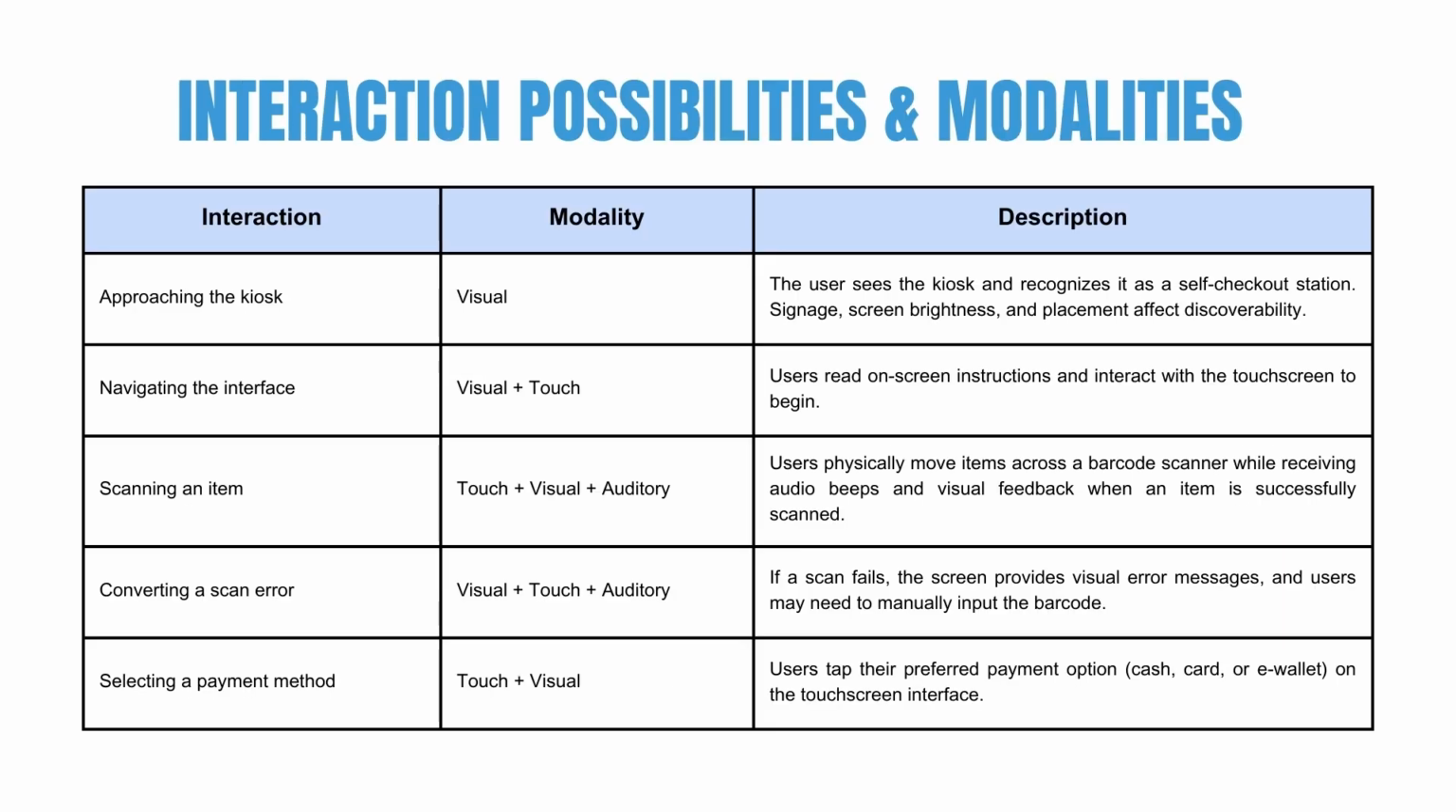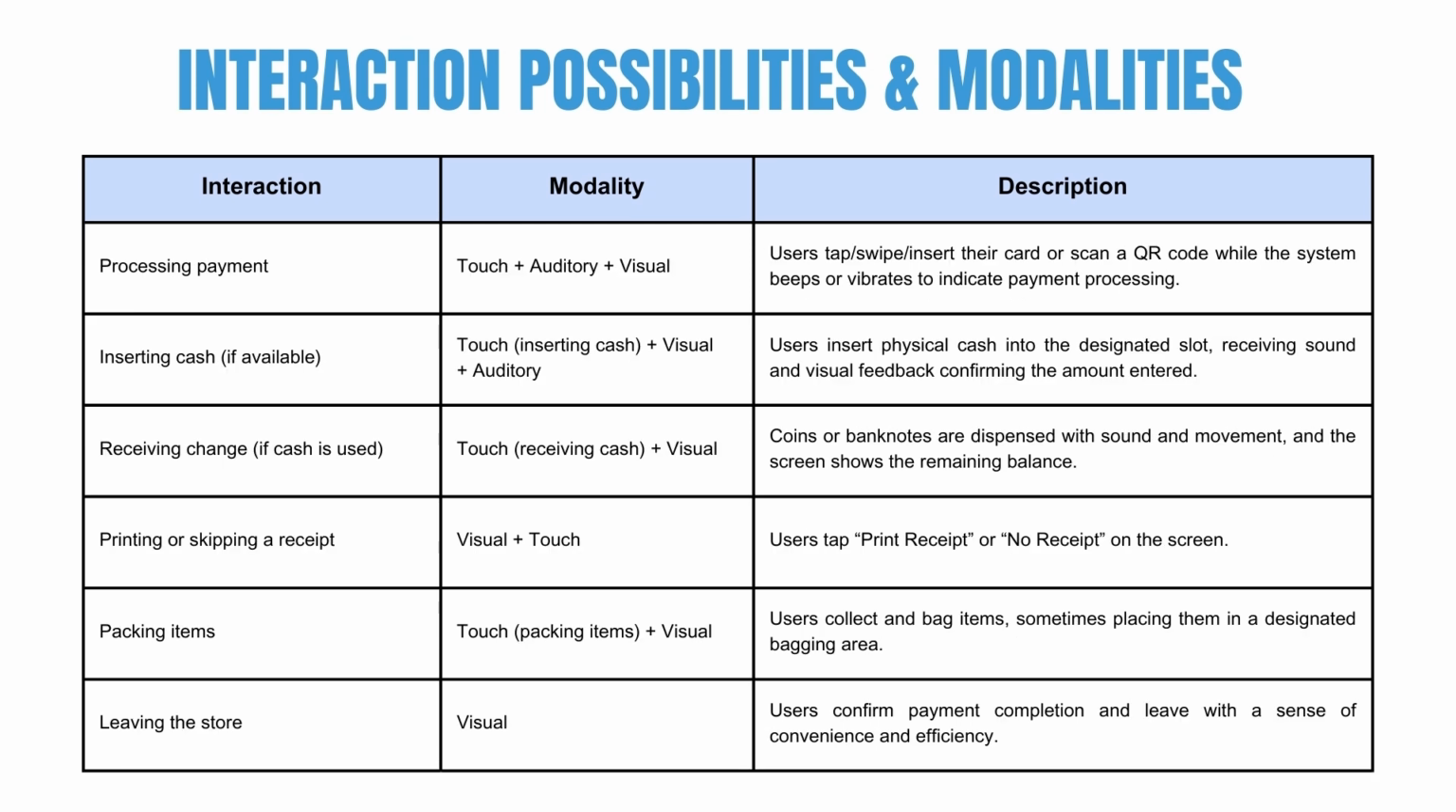To analyze Jamil's experience further, we examine the different interaction modalities used in a self-checkout kiosk. The first one is visual interactions. Visual interactions include the screen interface, product images, and scanning animations. The touch interactions involve Jamil tapping buttons, scanning barcodes, and inserting cash or cards. The auditory interactions provide feedback through beeping sounds for scans and transaction confirmation. The physical interactions involve Jamil's movement between the kiosk, scanner, and bagging area.